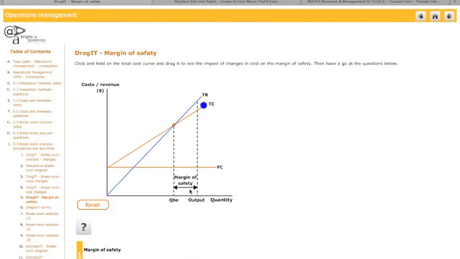And so a company wants to have the closest margin of safety or the smallest margin of safety possible. As we can see in this chart, this is what is preferred. Now if we lower our total costs, we have a much larger margin of safety. And so here the company produced a much higher quantity than what their break-even quantity was.